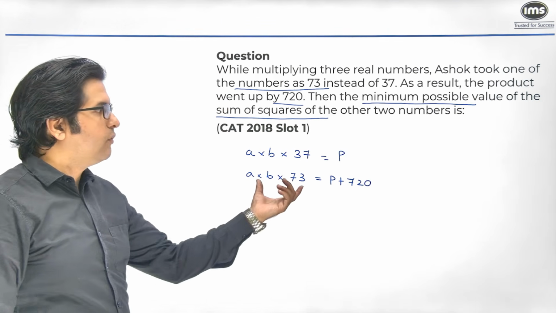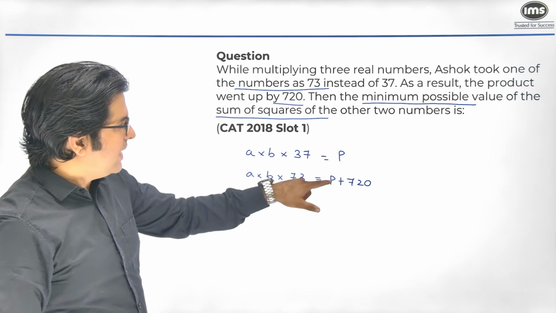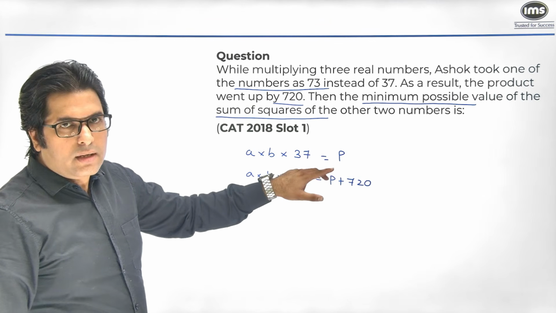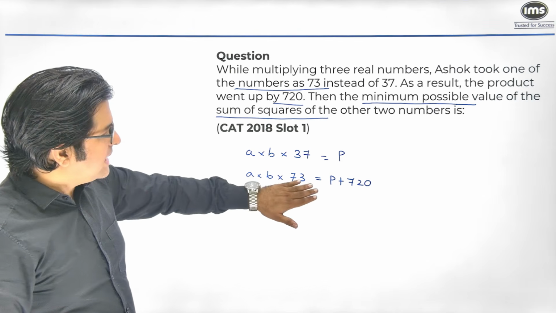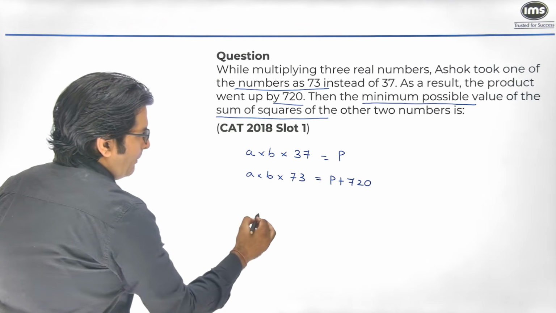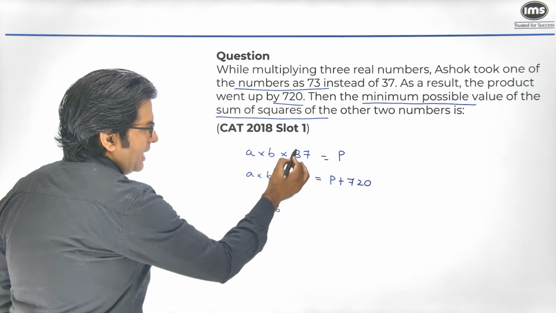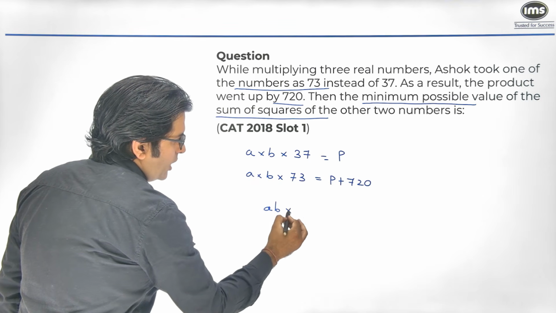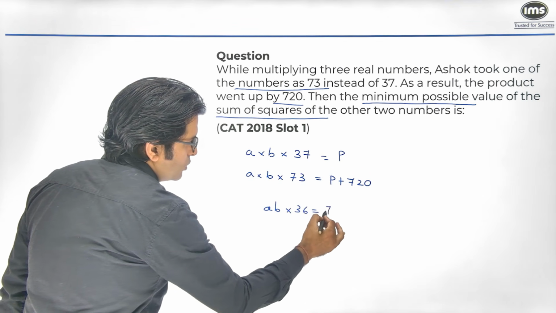So it's very easy to formulate the two relationships. If I now subtract the first equation from the second, can I say P will get cancelled out? On the right hand side we will get 720, and AB as a product will be common. 73 minus 37 is 36. So AB into 36 is equal to 720.